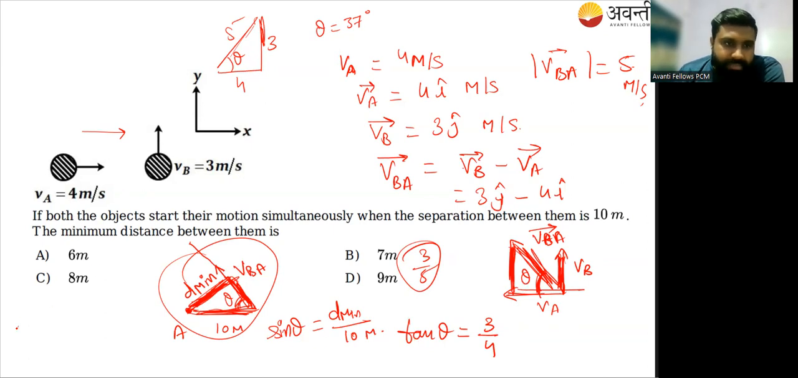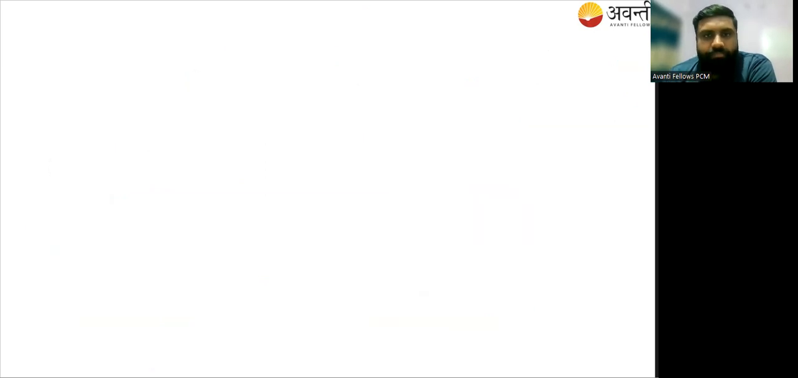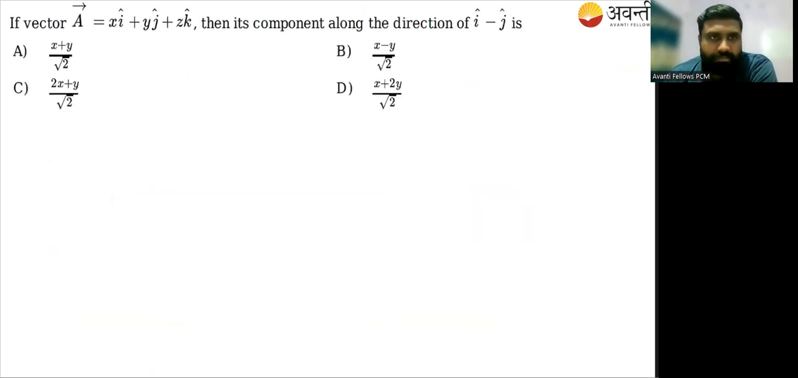So it will become d minimum, tan sine theta, tan into 3 by 5, it will become 6 meter. So that would be the correct one. Okay. Now move on to the next one.